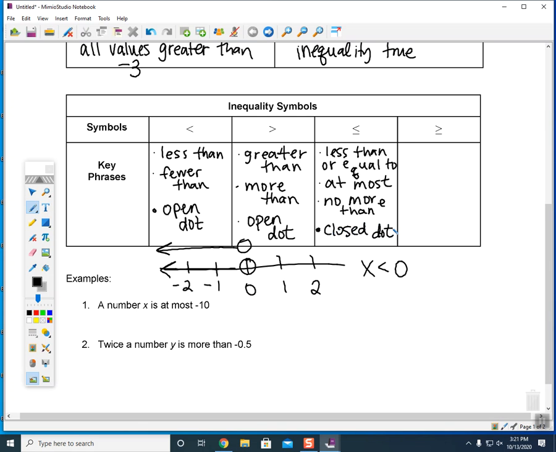Last one, greater than or equal to. You may also see at least. It's at least this. No less than. And this one is also going to be a closed dot when we graph it.